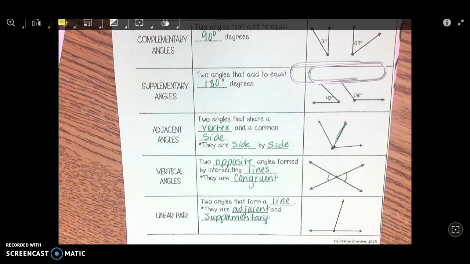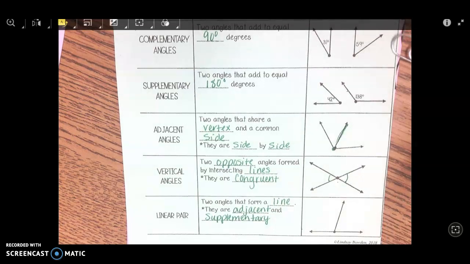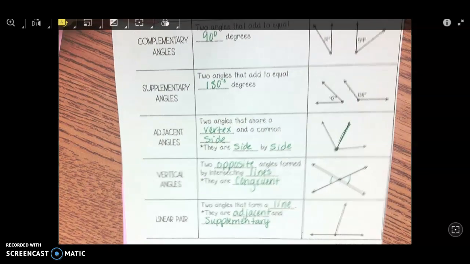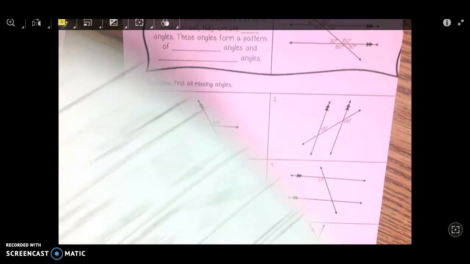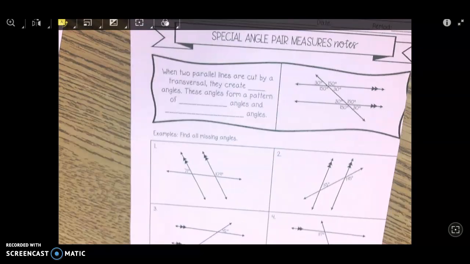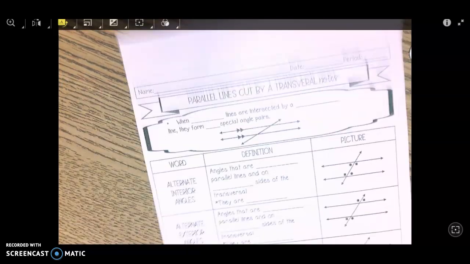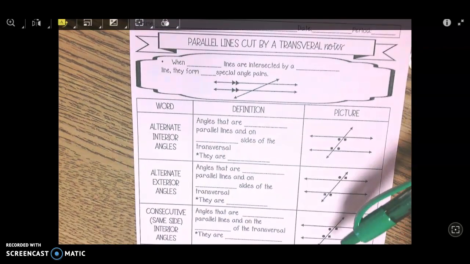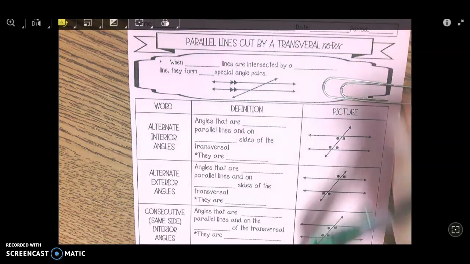Okay. Questions about those? And you have a practice worksheet that goes along with this. So next, let's get out the little pink piece of paper. We're going to start with parallel lines cut by transversal notes.